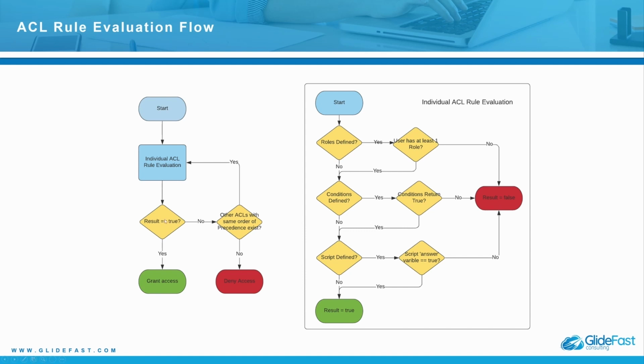So let's say the ACL rule comes back true. It will say, okay, this person is good to go, they're allowed to access it. If the result comes back false, it will then check to see if there are other ACL rules with the same order of precedence on the same target. If that is the case, it will do the individual ACL rule evaluation again on that other ACL rule. It will repeat this process until it exhausts all the ACL rules with the same order of precedence on the same target. If the result of any one of those is true, it will grant access. If the result for all of those is no, and it cannot find any further ACLs with the same order of precedence and the same target, it will deny access.